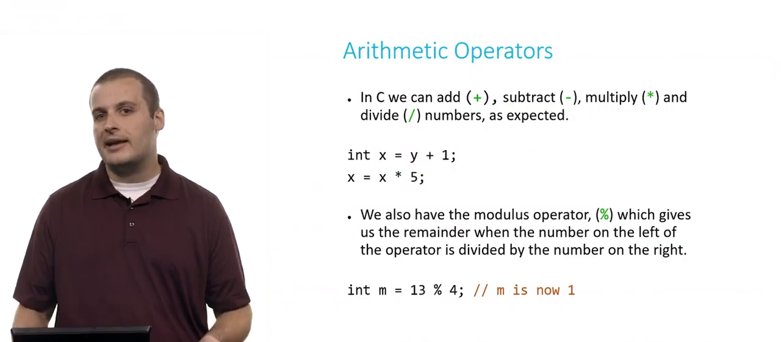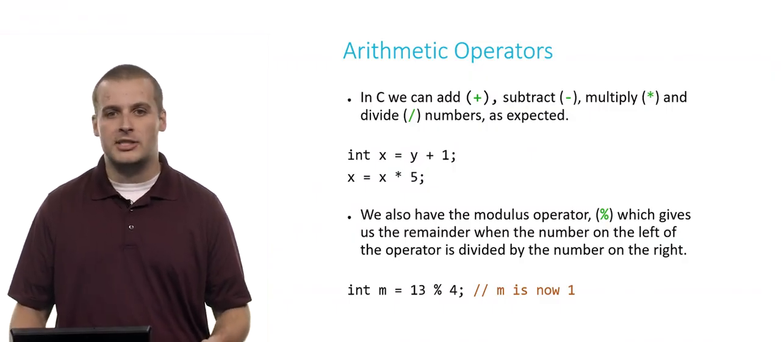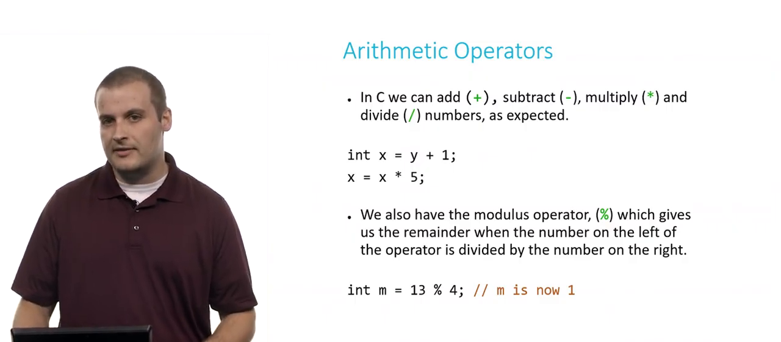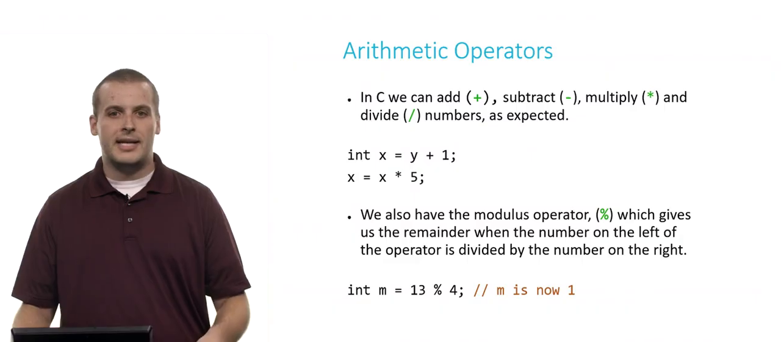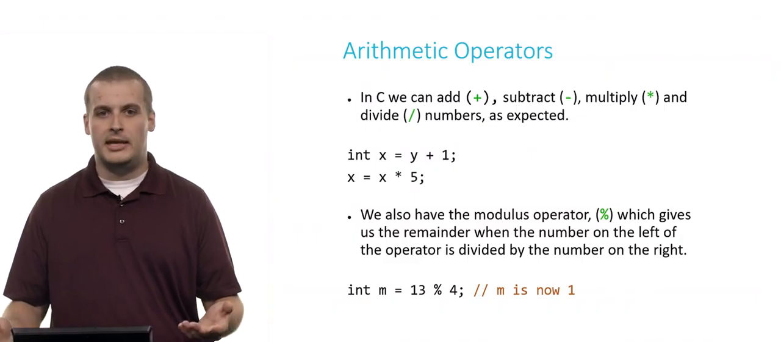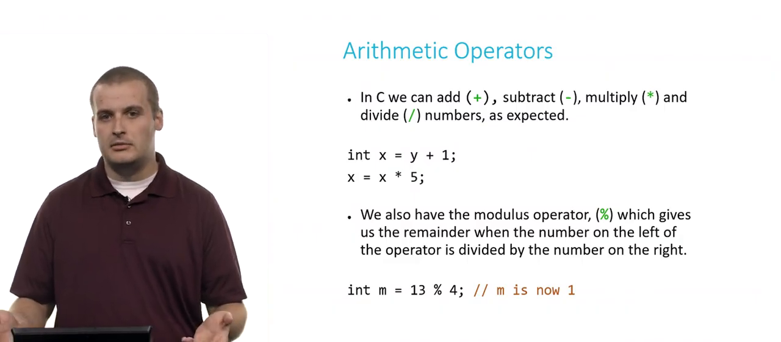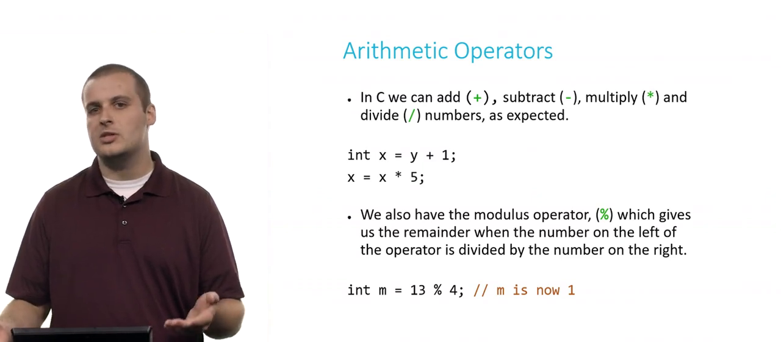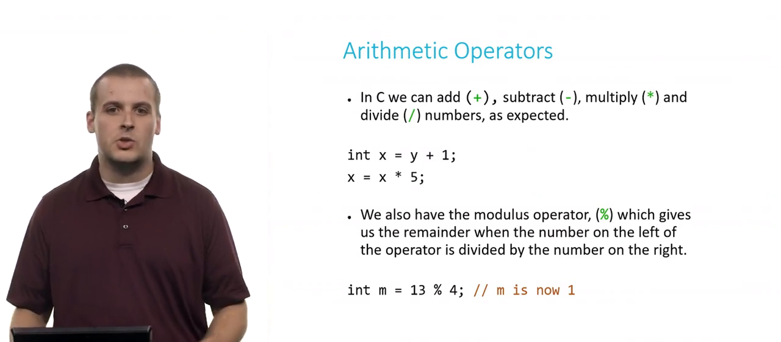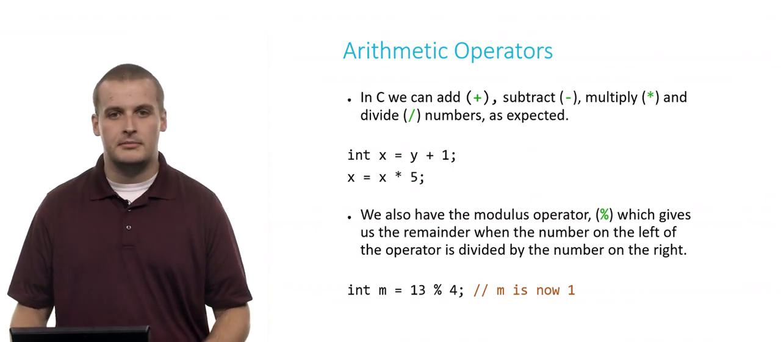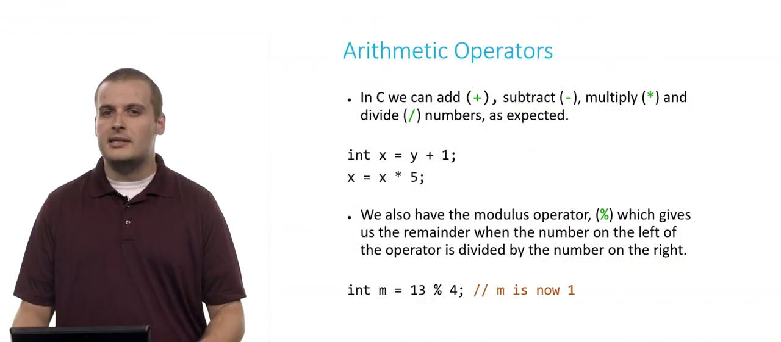What's the value of x after I execute this first line of code? Did you say 11? You'd be right. Why is that? Well, y was 10. So I'm saying int x equals 10 plus 1. 10 plus 1 is 11. So the value 11 gets stored in the variable x. Not too bad, right? How about this next line of code?